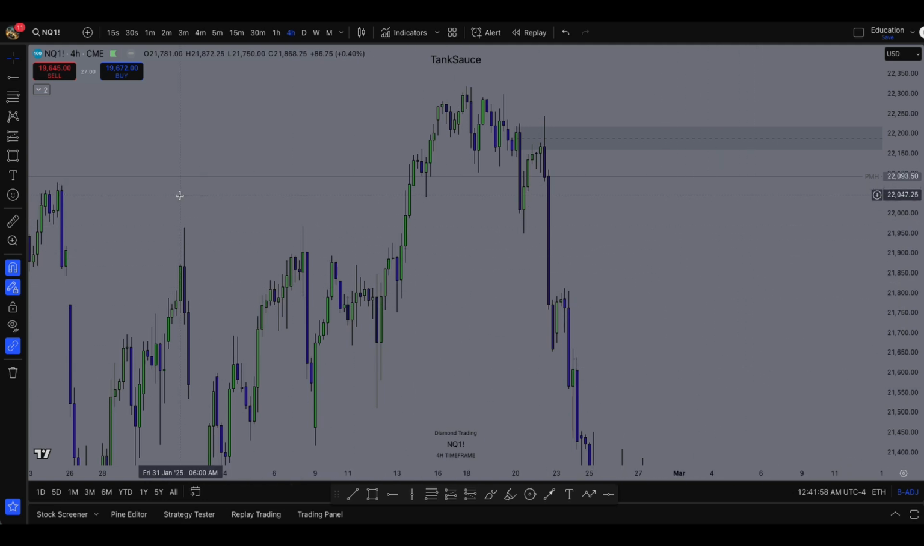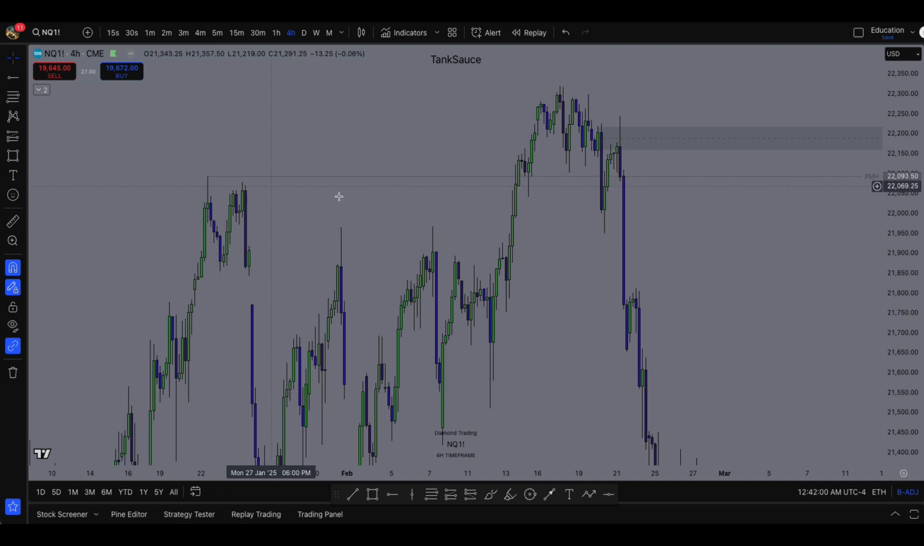So these are what you call time-based liquidity levels, right? Because they're based on a certain time frame. So previous day, previous week, and previous month levels are called time-based liquidities, right?